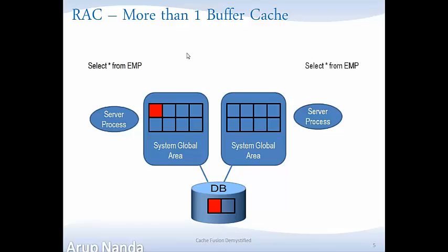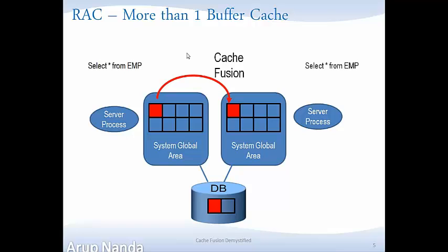In a RAC database, however, there are two buffer caches because there are at least two instances, maybe more than that. So you have a buffer cache in each machine. Now somebody says the same thing, select star from EMP, on a different instance, not the instance you selected before. In that case, there are two choices. One, the server process can go to the database again, get the block and put it in the buffer cache and give it, or it can go to the other instance, get it from there, put it into this instance and give it to the user. This process is called cache fusion.